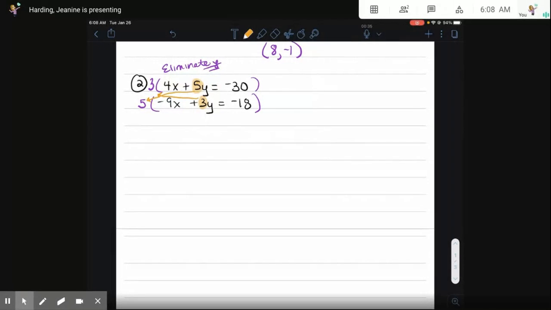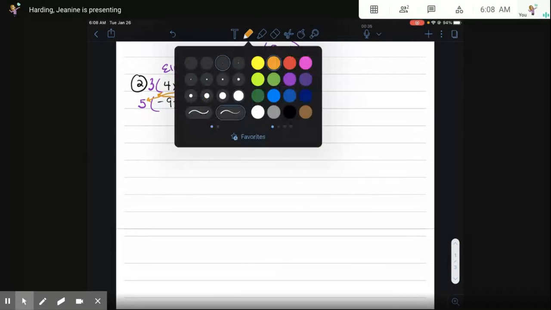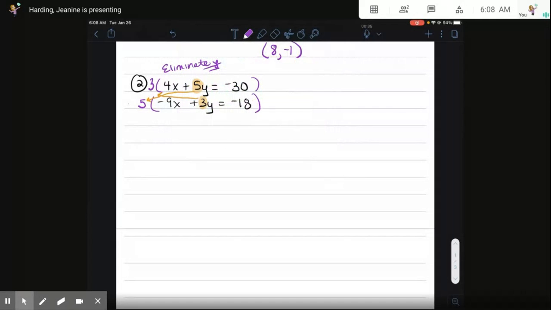Okay, so now if I look, 3 times 5y is 15y, 5 times 3y is 15y. I need one of them to be negative, so I'll make the bottom one negative. Now I need to write 2 new equations. Multiply the first equation by 3, you get 12x plus 15y equals negative 90. Multiply the second equation by negative 5, you get 45x minus 15y equals negative 5 times negative 18, which is 90.